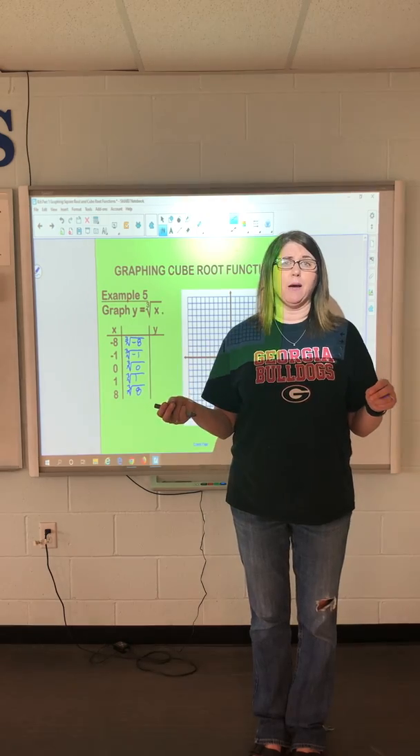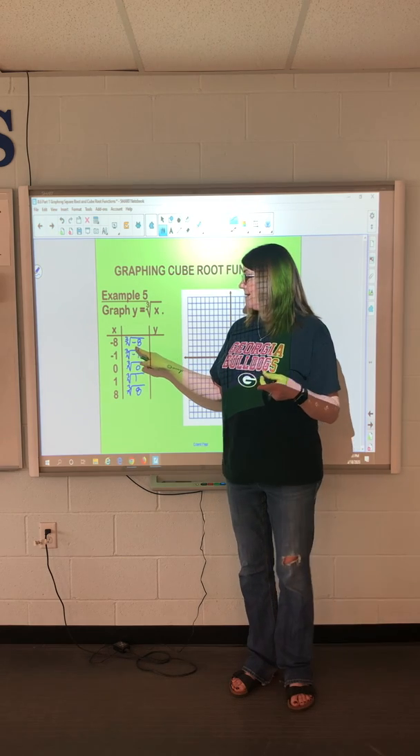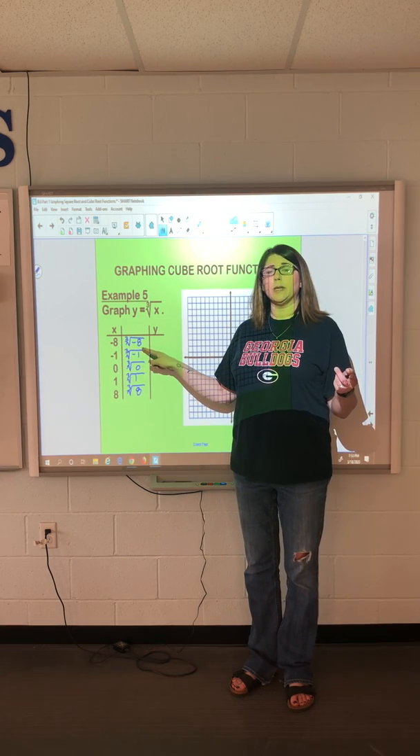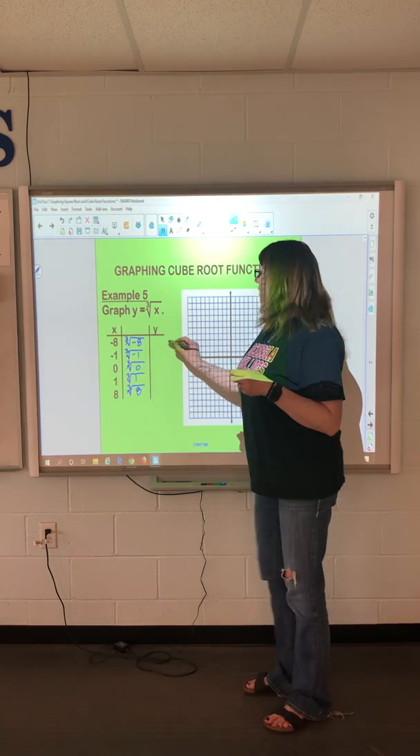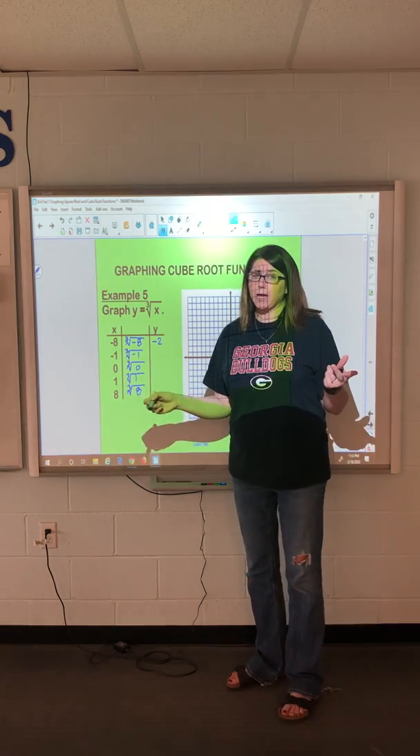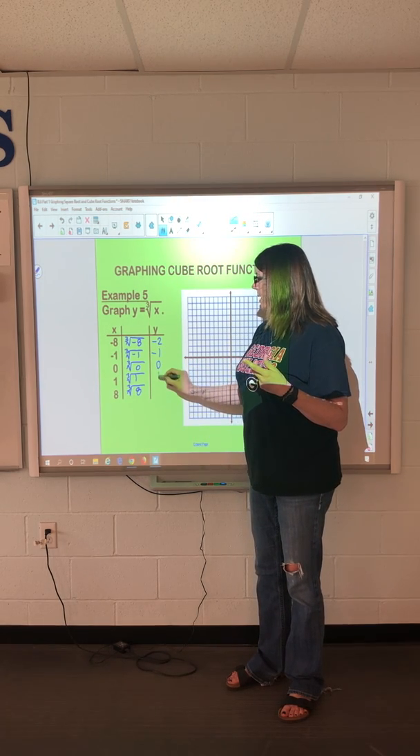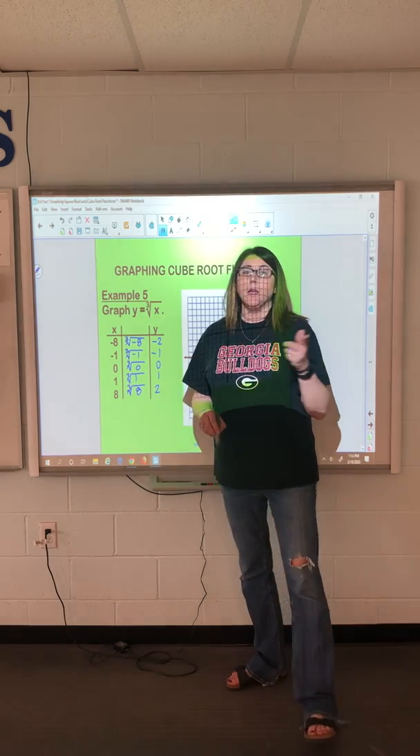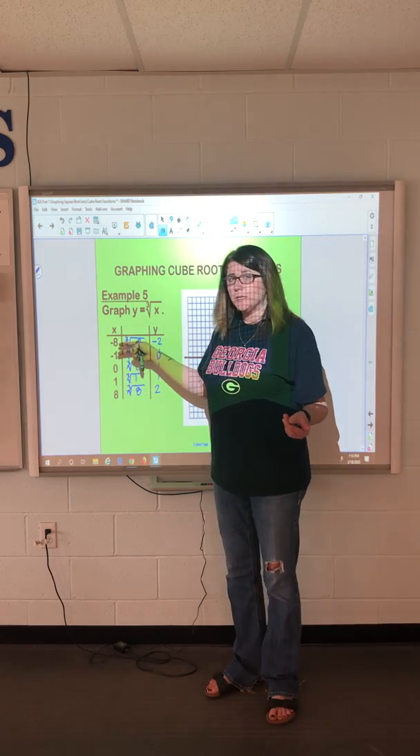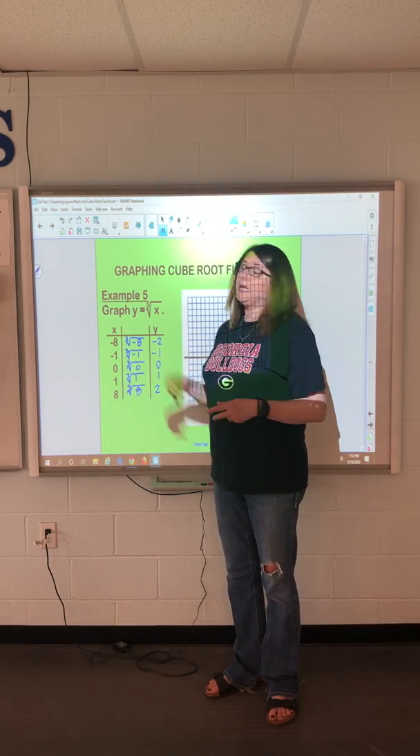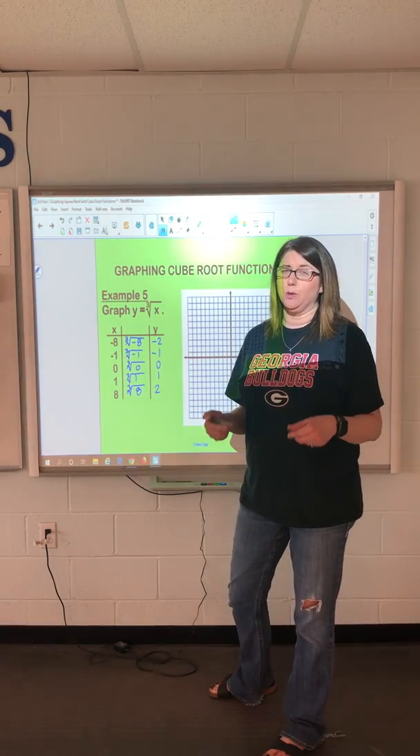That's when the i's come out. But if your index is odd, you can have a negative number. Because here's what this is asking us. This is just asking, what number will you multiply times itself 3 times to get negative 8? And that answer is negative 2. What number can you multiply 3 times to get negative 1? Negative 1. Then we would get a 0, a positive 1, and a positive 2. So for these problems, we can plug in anything we want. We can plug in negatives, we can plug in positives, we can even plug in zeros. There are no restrictions on our domain for cube root functions.